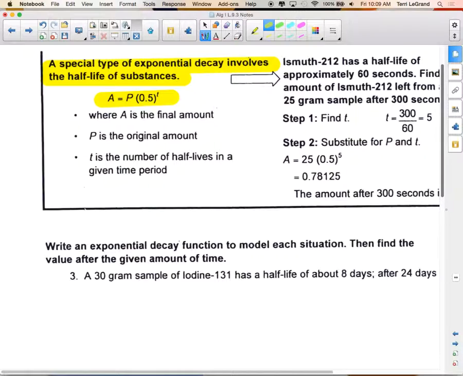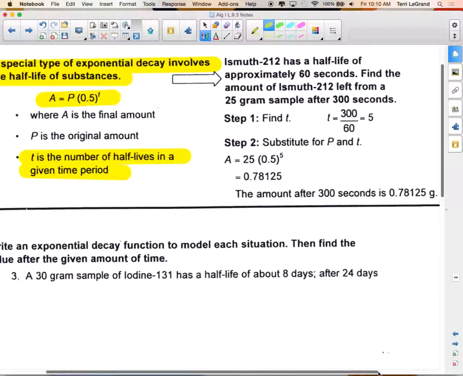So the 0.5 is our b, and what's the little t? X. It's like our x in our model. Okay, here's the other thing you might want to highlight, underline, whatever. This is important that you understand this. Students, this is where they'll do these wrong. t is the number of half-lives it goes through. So they give you the half-life, they give you the period of time. You have to figure out how many half-lives did it go through.